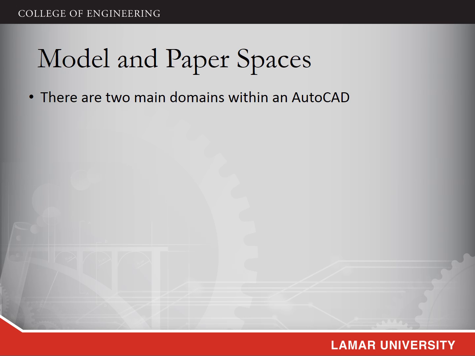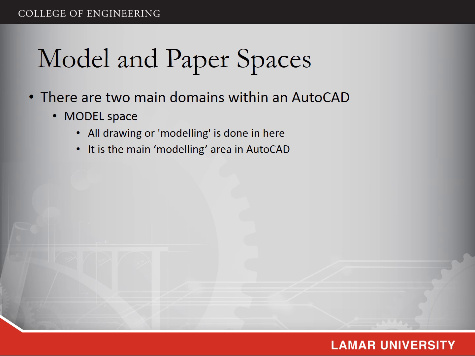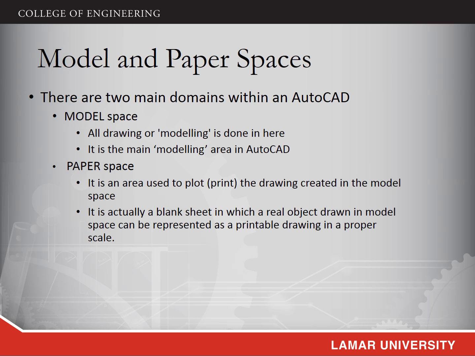In AutoCAD, there are two main domains, model and paper spaces. The first one, model space, is the place for you to complete all the drawings or the models in AutoCAD. The second one, paper space, is an area used to plot or print the drawings created in the model space, and is actually a blank sheet in which all objects drawn in the model space can be represented as a printable drawing in the appropriate scales.